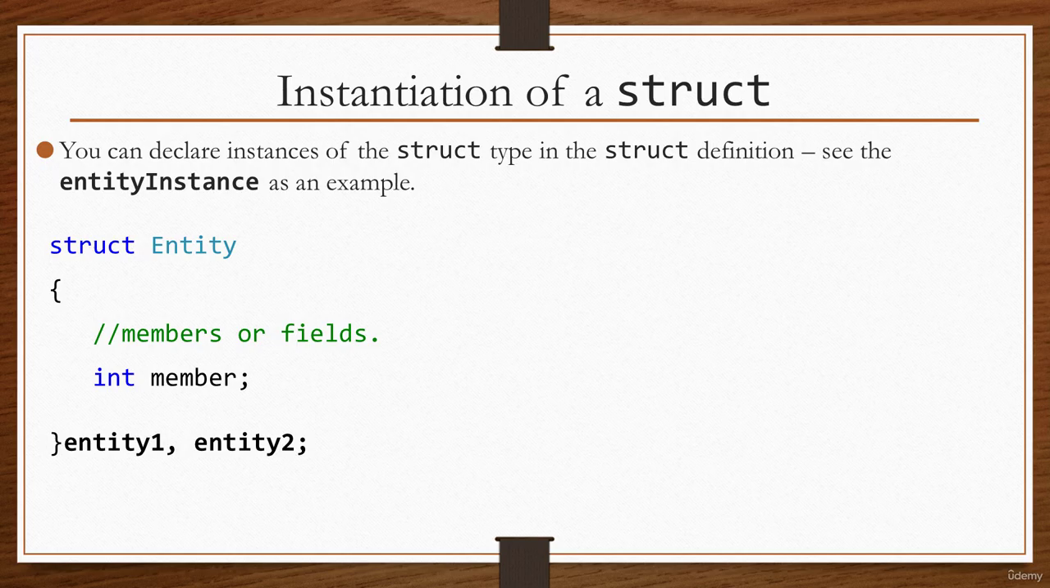We typically would not do this, however. I'm doing this just for demonstration purposes so you can understand why we have this sort of syntax. However, we will typically instantiate our custom types, our structs and our classes, where we actually use them, as with the fundamental types, int, float and so on.